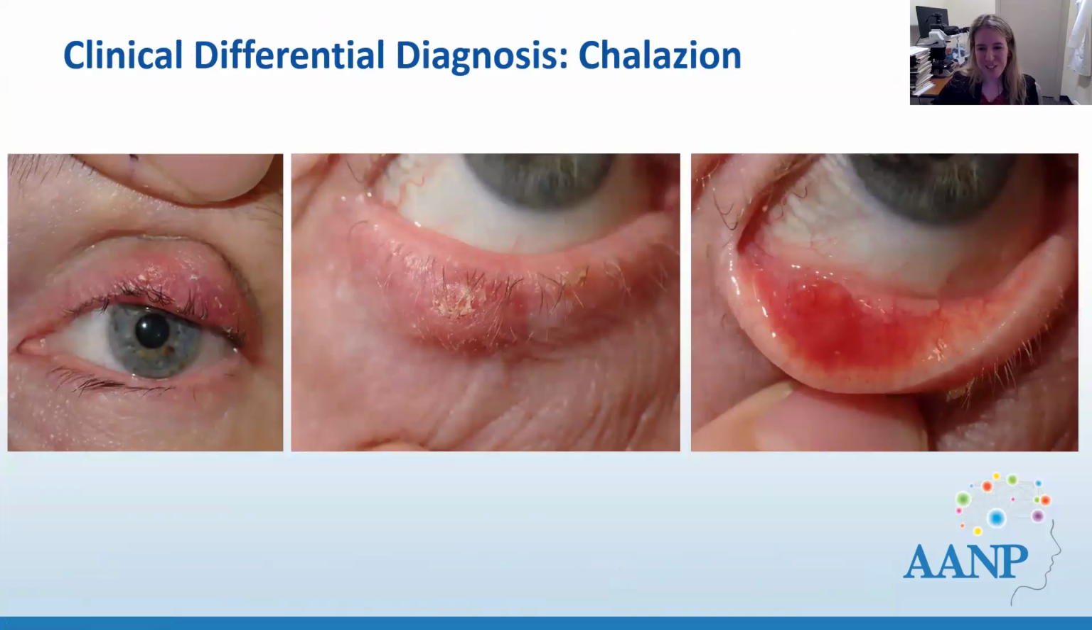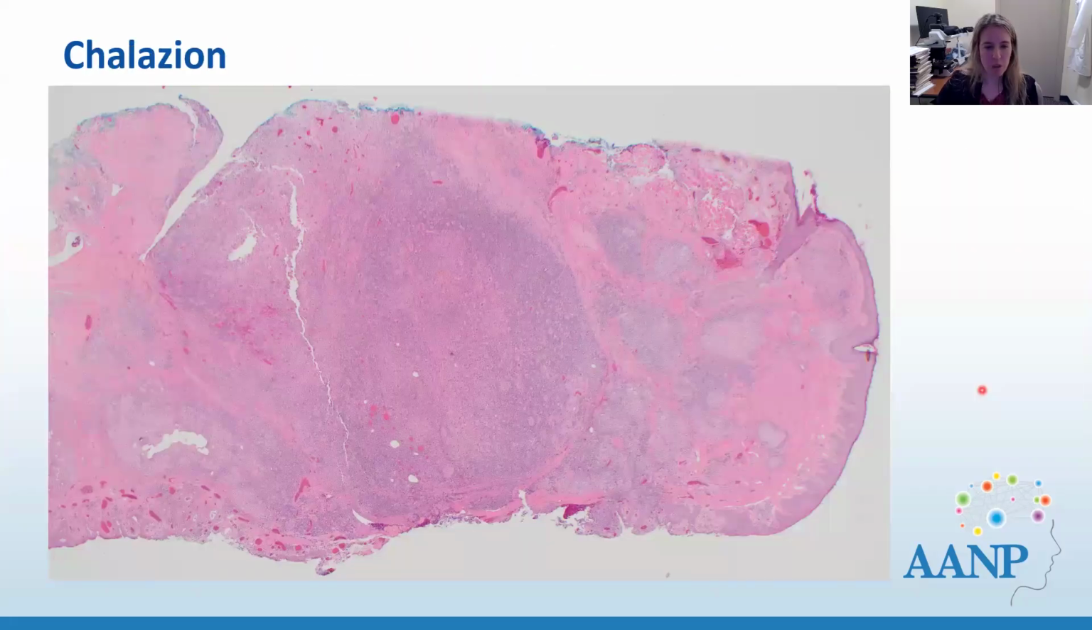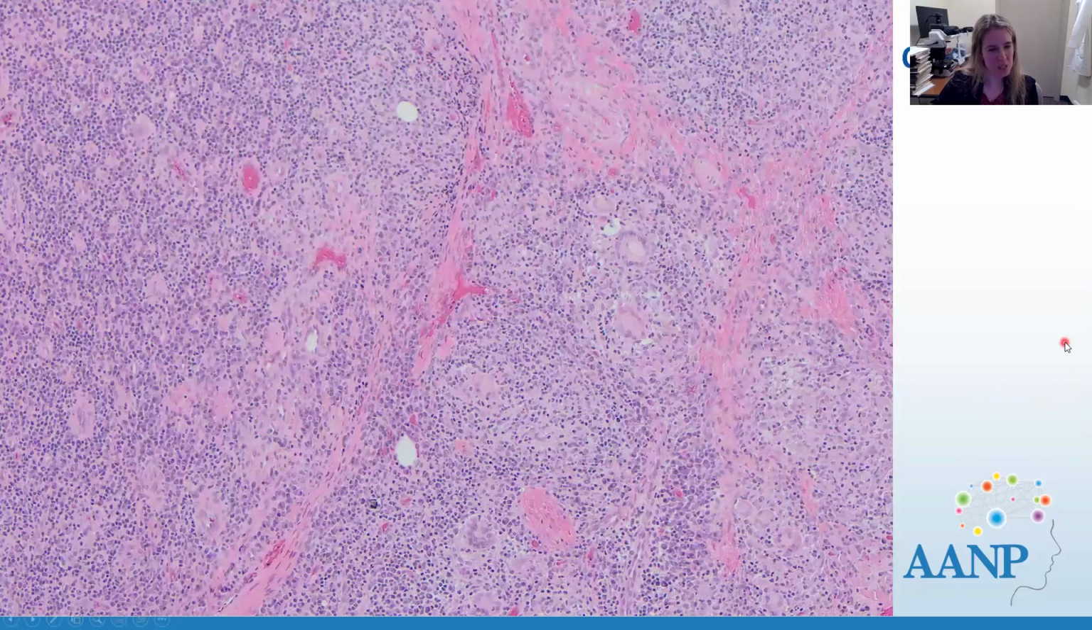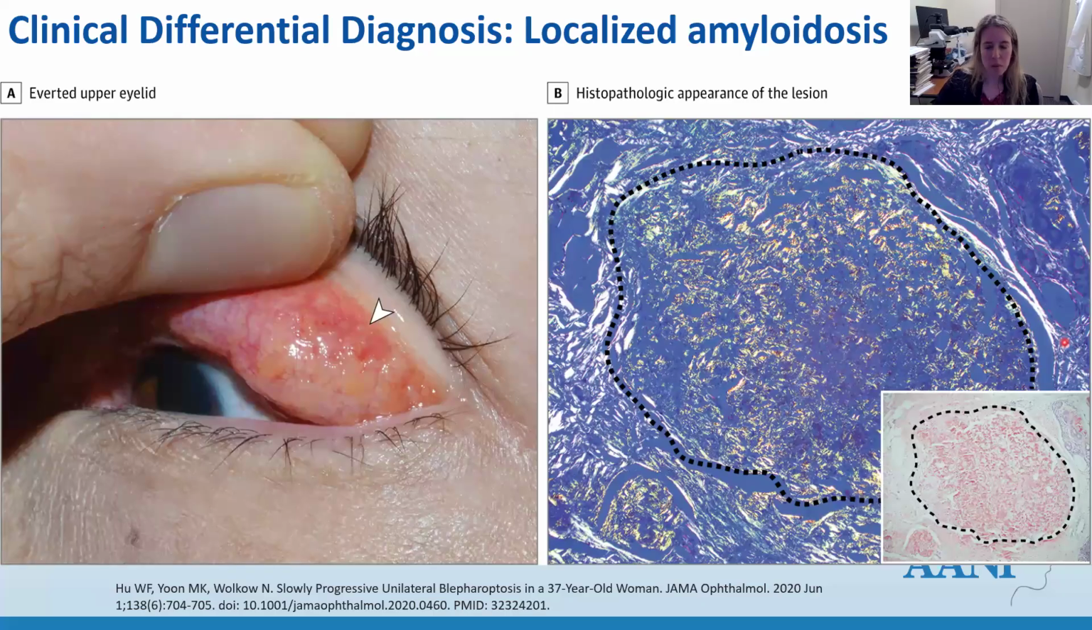Differential diagnosis, other things that arise from the tarsal plate. You could have chalazia, which is an inflammatory process, but sometimes the inflammation settles and it looks more like a nodule. A chalazion is more of a lipogranulomatous type inflammation, so this is more typical of what we see with that. We sometimes will also get little nodules that are localized amyloid that look yellow and have some resemblance.